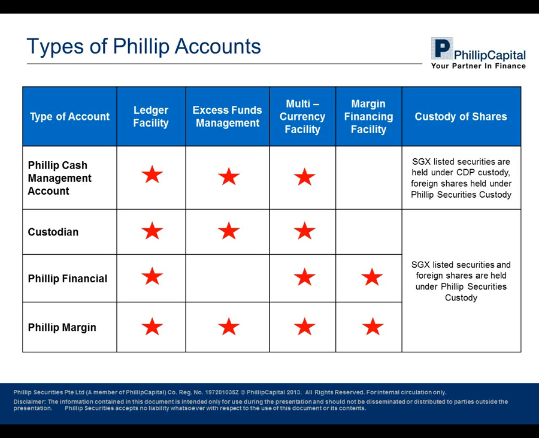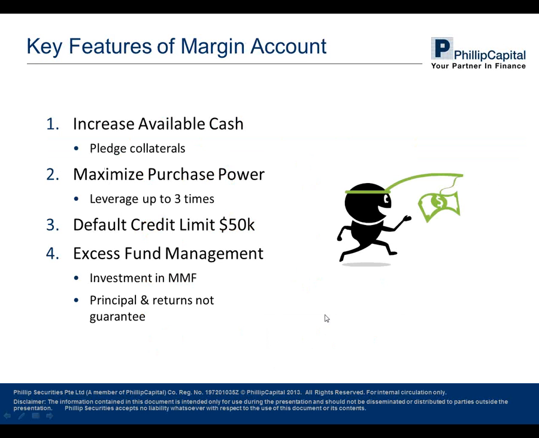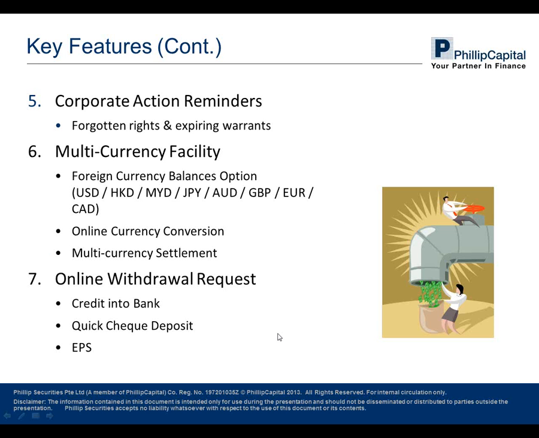If you don't already have a Phillips account, there are a few Phillips accounts for you to take a look at. So we've got cash management, custodian, financial, and margin. I'm going to talk a little bit about the margin account. Like CFD, it allows you to have leverage, and what's more, it allows you to pledge collateral. So you can leverage up to 3 times on your stock side. There is a default credit limit, and you get to invest your excess funds in our money making fund. And it's multi-currency, just like our CFD.